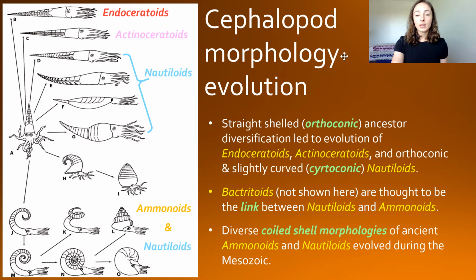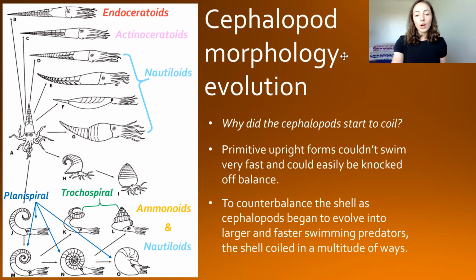However, once we get to later nautiloids and ammonoids, we do see that shells begin to coil more than orthoconic and cyrtoconic forms. And within these coils, we have both trochospiral and planispiral forms. So why did cephalopods start to coil? Well, primitive upright forms such as figure A in this image couldn't swim very fast and could easily be knocked off balance based on how their shell was shaped and how they floated.